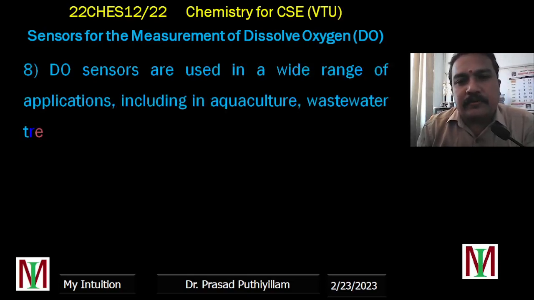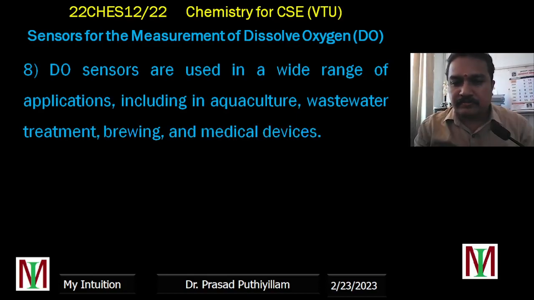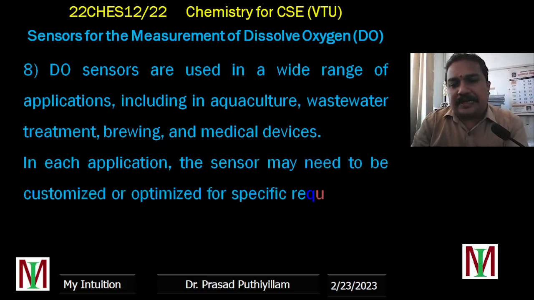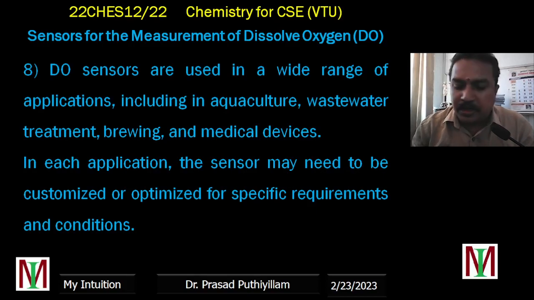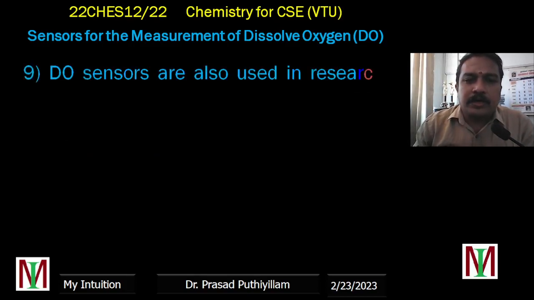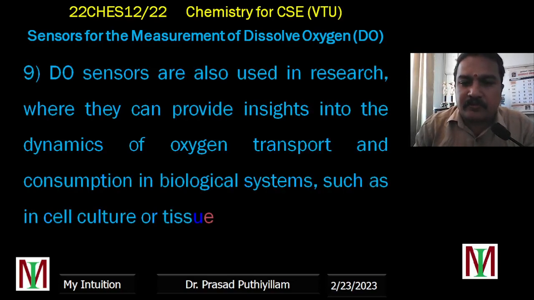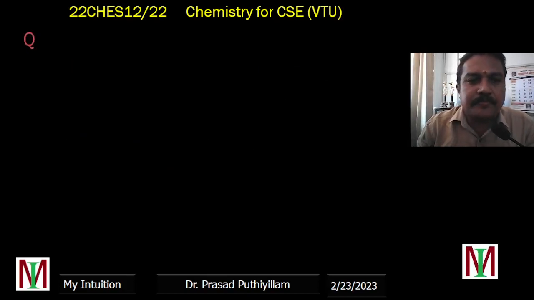DO sensors are used in a wide range of applications, including aquaculture, wastewater treatment, brewing, and medical devices. Okay, so in each application, the sensors may need to be customized or optimized for specific requirements and conditions. DO sensors are also used in research, where they can provide insights into the dynamics of oxygen transport and consumption in biological systems, such as in cell culture or tissue engineering.